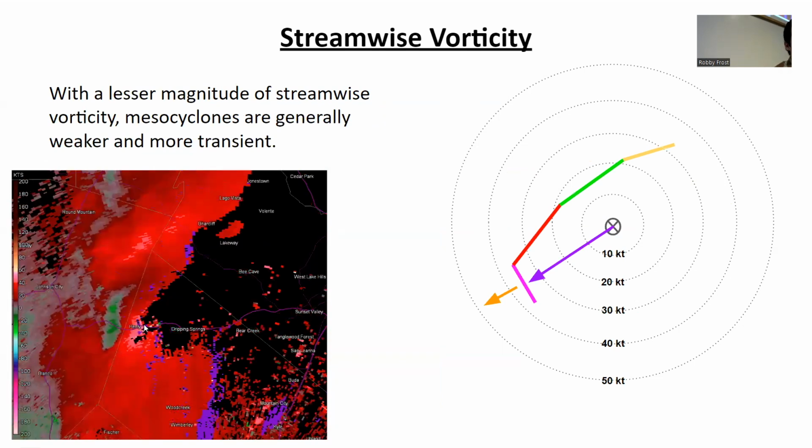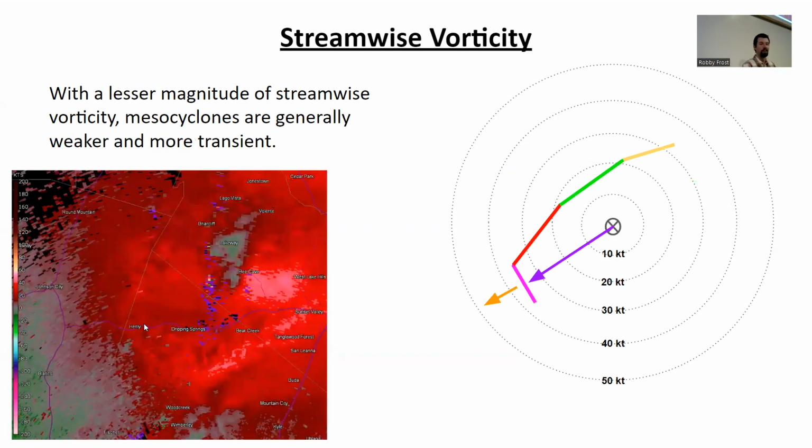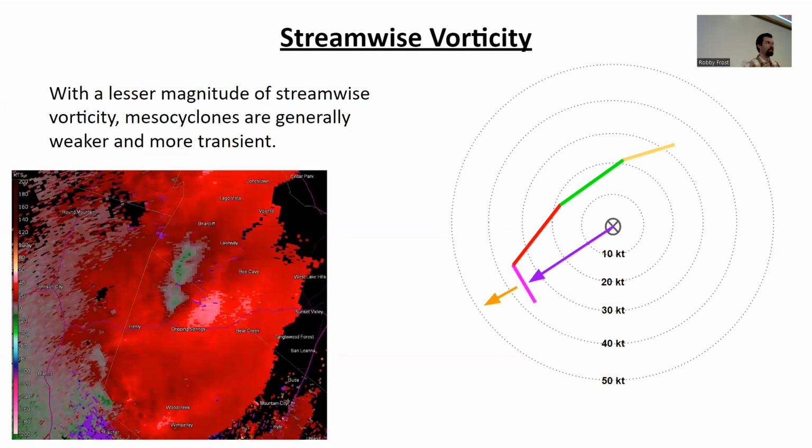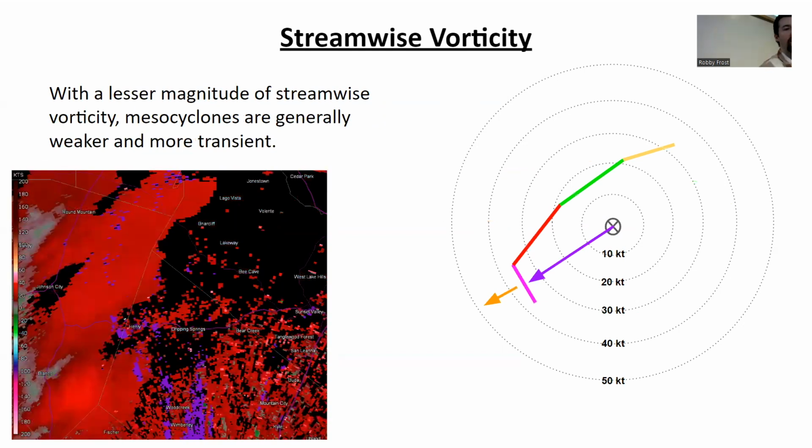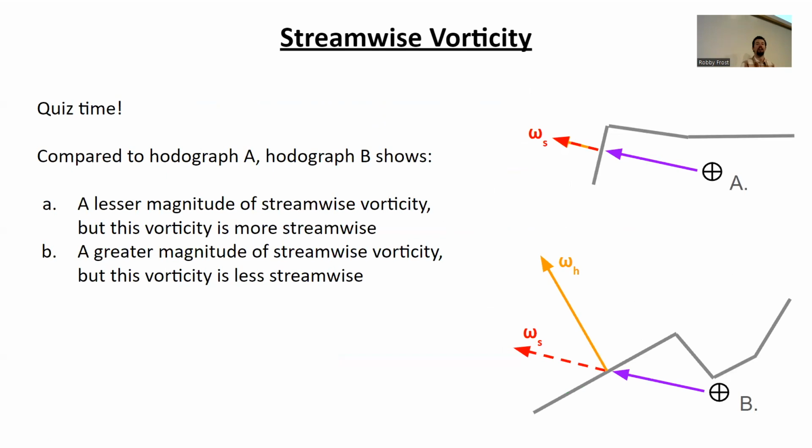So in this case right here, we have a supercell for sure, but our low-level mesos are disorganized, cycling, not really doing the thing. So compared to Hodograph A, which has that very purely streamwise vorticity, Hodograph B shows what? B, yeah. And it is kind of mind bending because we're using streamwise vorticity and streamwise, but they both mean different things. So in this case, we have a lot more streamwise vorticity, it's just less streamwise.